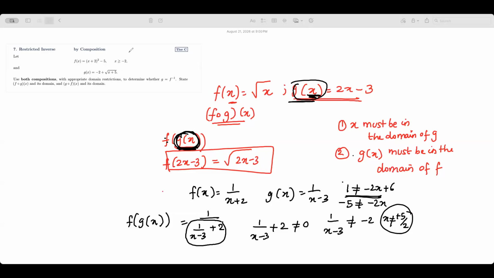Why? 1 cannot be equal to minus 2x plus 6. Subtract 6 on both sides. So you get minus 5 is not equal to minus 2x. Divide by minus 1 on both sides. 5 cannot be equal to 2x. x cannot be equal to 5 by 2. That is the biggest restriction. Directly on the composite function, you will see that the denominator is never 0. Make sense? Okay. Once you identify that, what else? What are the other restrictions?